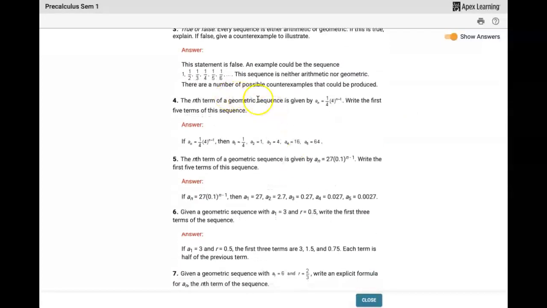Okay, the nth term of a geometric sequence is given by this. Write the first 5 terms of this sequence. So again, all you're going to do is carry this out. You're going to start with 1/4, and then we're multiplying by a factor of 4 every time. So 1/4 times 4 gives us 1, times 4 again gives 4, times 4 again gives 16, and you can continue to do this.